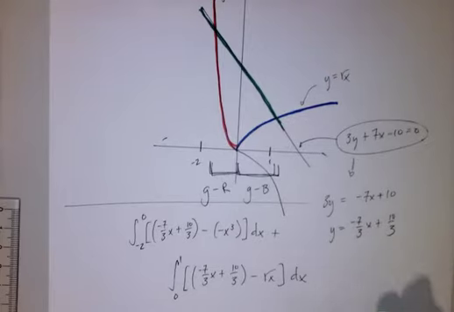That does it for 6.1, the area between curves. We're going to move on in the next set of videos to volumes of revolution, and that ought to be just tons of fun, so look forward to that.